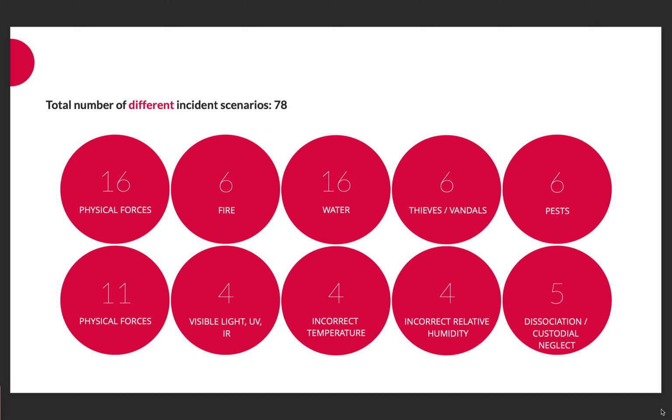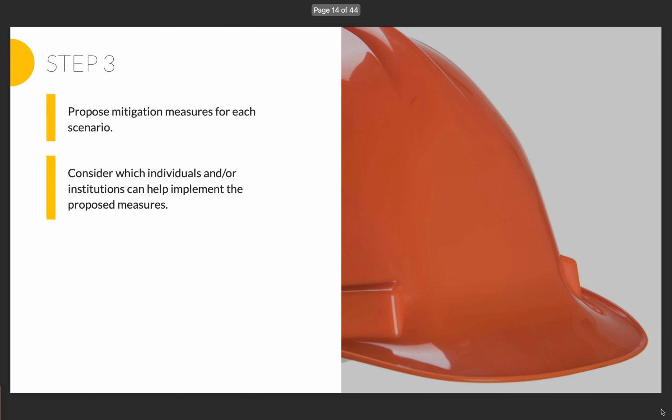And here you can see how they were distributed across the 10 agents of deterioration. So there were 16 different incident scenarios related to physical forces, 6 related to fire, 16 related to water, and so on. We then moved on to the final step of the assignment. I asked the students to A. propose mitigation measures for each of the 78 risk scenarios, and B. to consider which individuals or institutions can help implement the measures they are proposing.